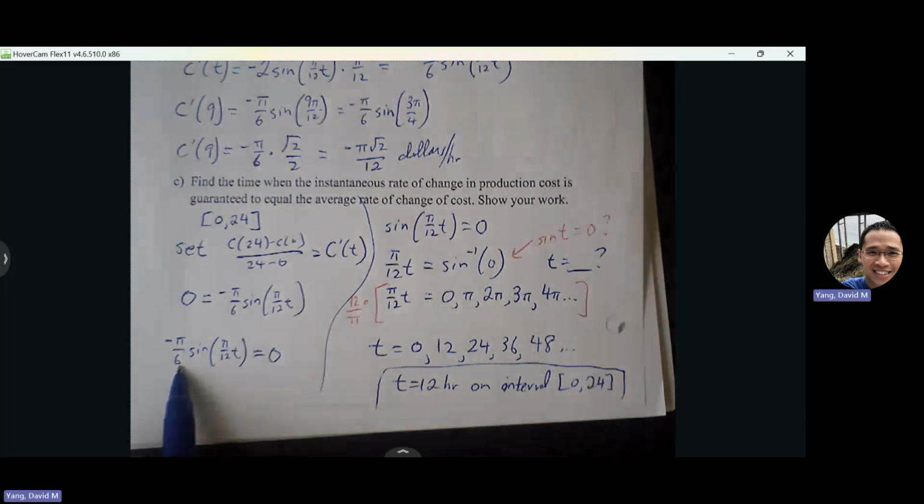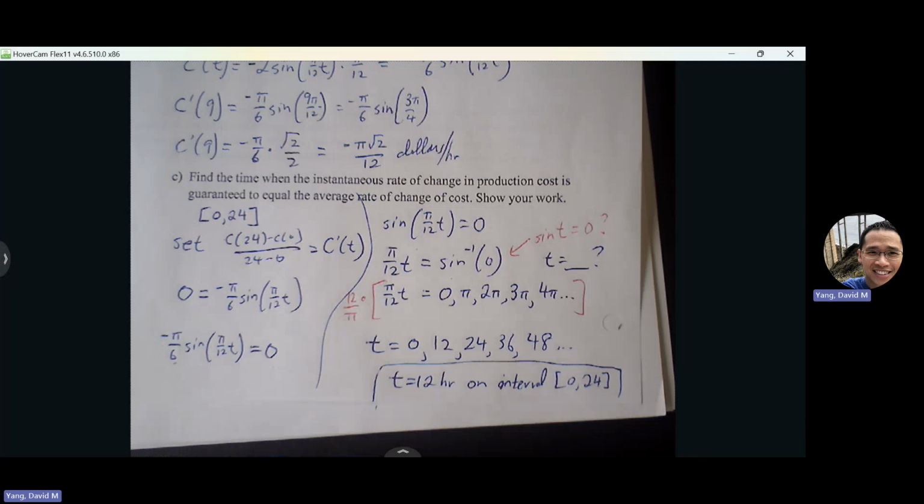I divide both sides by negative pi over 6, and that's just 0 now. That coefficient just disappeared because I divided.